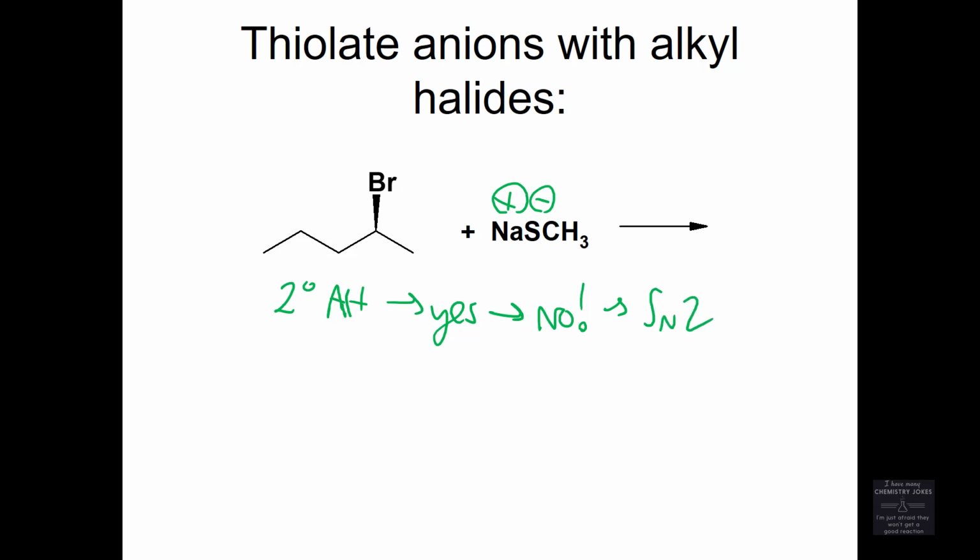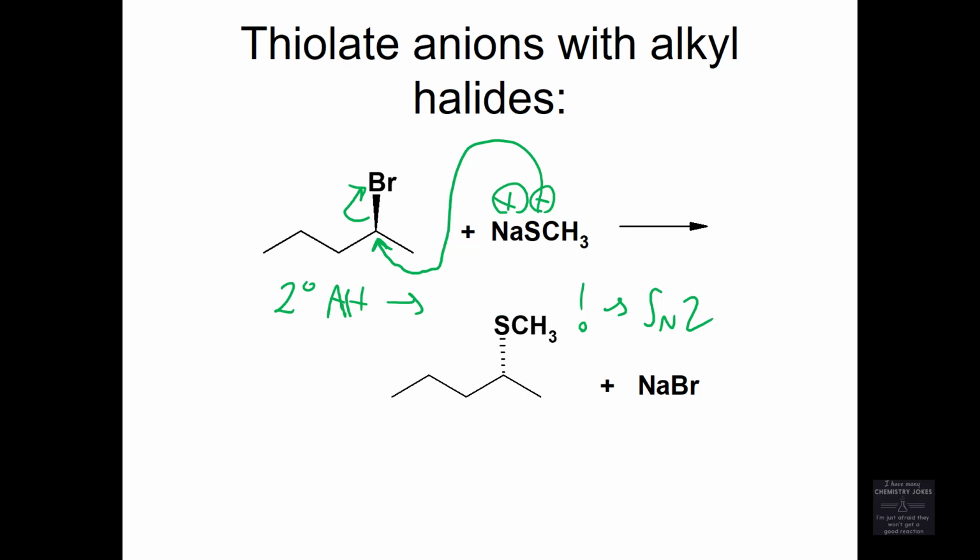Sulfur is very good at being an SN2 nucleophile. It's also good at being SN2'd upon. So this is sulfur acting as the nucleophile to do an SN2, but it's also good at being SN2'd upon. We'll see that. SN2. Inversion. My S is pointed backwards. That's old news, right?